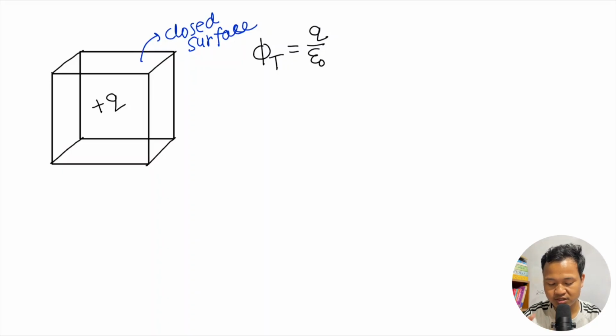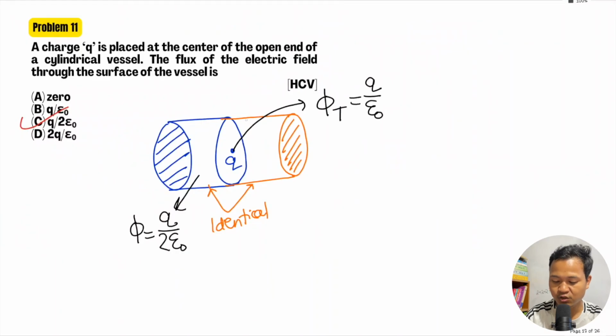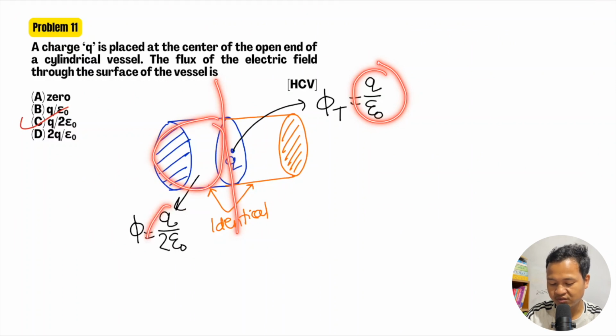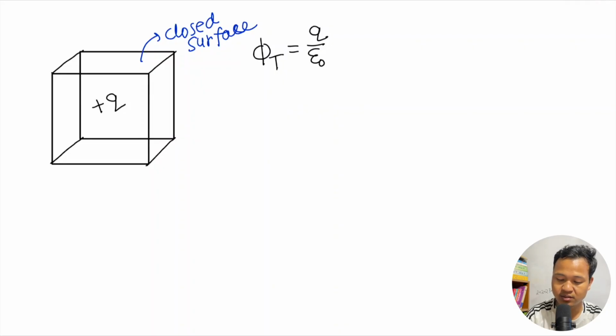Then first, let's try to find out what is the flux due to one face. So phi due to one face. We know the total flux is Q by epsilon naught. So this Q by epsilon naught is basically the total flux passing through 6 faces of the cube.